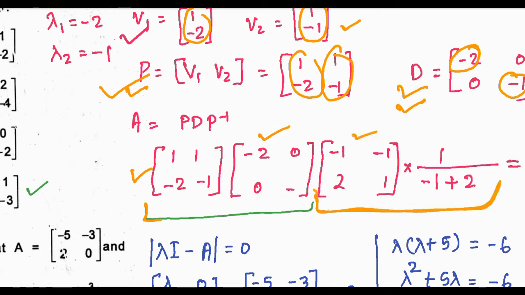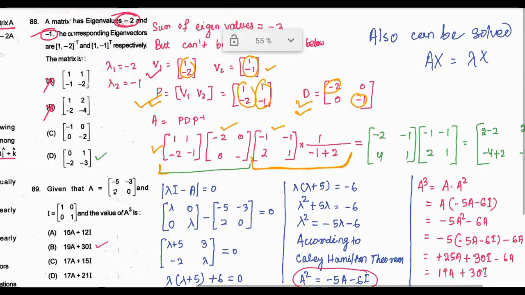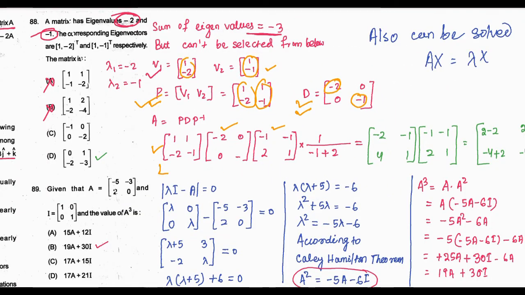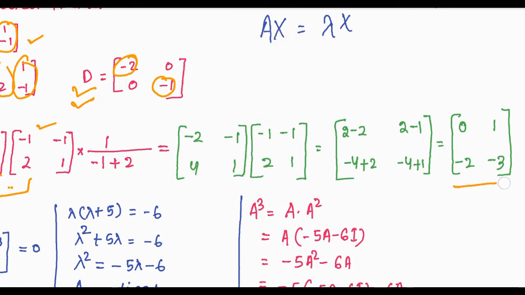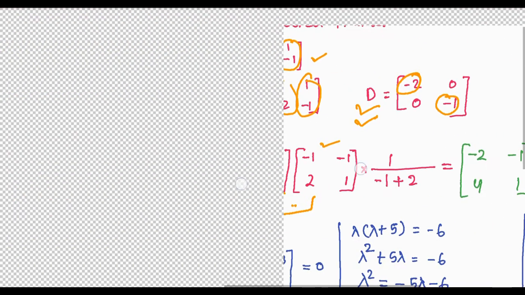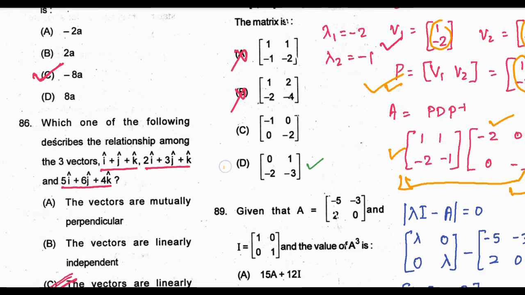I have already calculated this one, and you will find, you will first multiply these two, and again multiply this result with this one. So what will we get? 0 1 minus 2 minus 3. So option D is the correct answer.